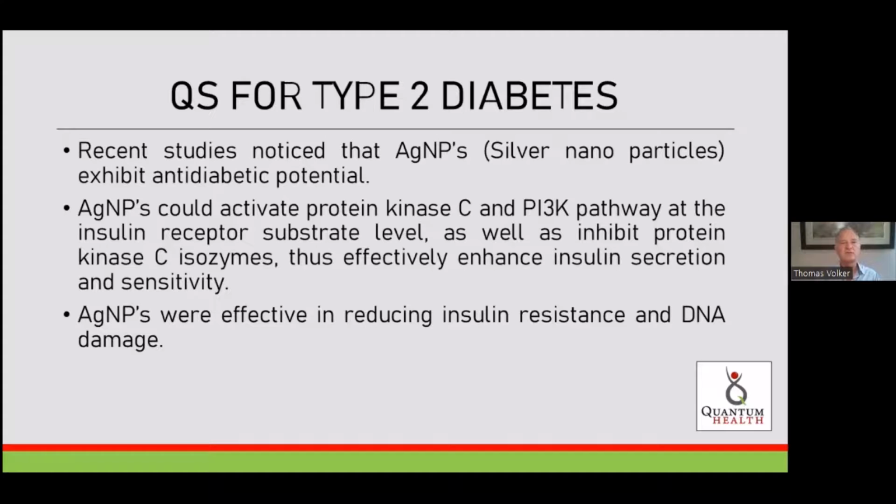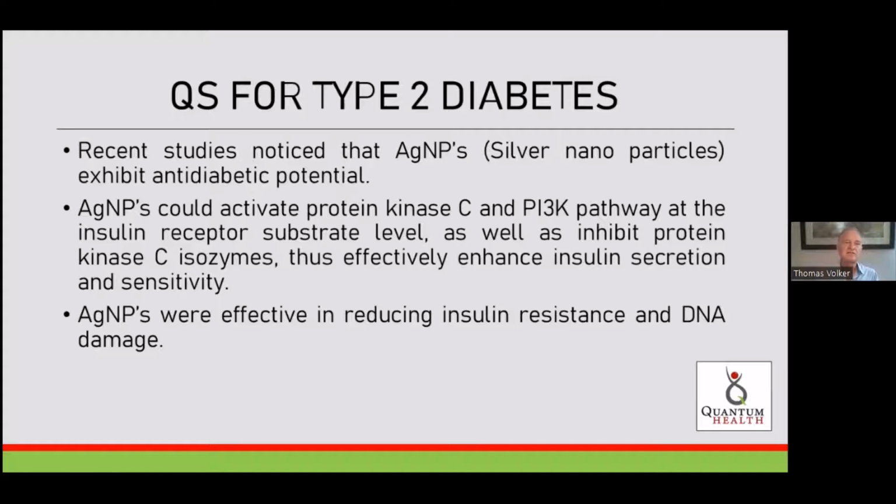Now, the Quantum.Silver for type 2 diabetes. Recent studies have noticed that the nanosilver, which is the active ingredient of Quantum.Silver, exhibits anti-diabetic potential. How does it actually work within the body? Here we've just explained that the nanoparticles activate protein kinase C and PI3K pathways, as the insulin receptor does. Now, what does all this mean?